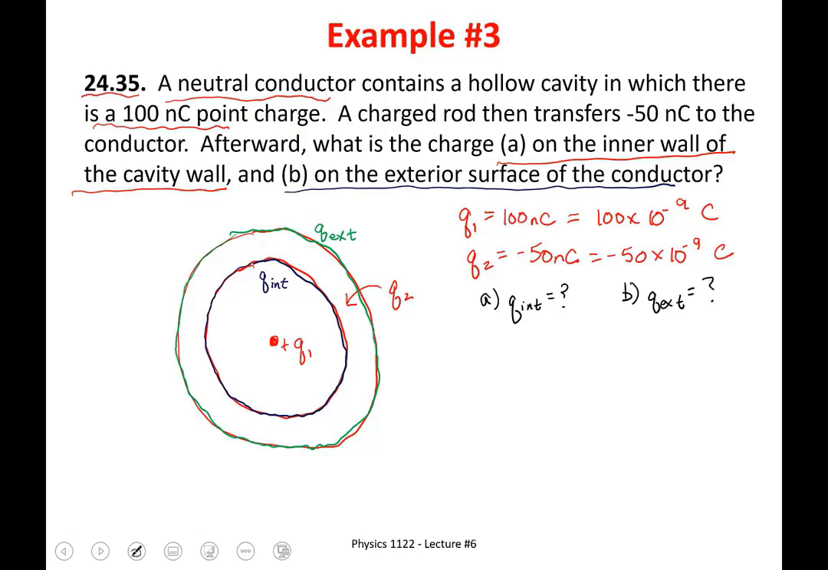And this surface here is meant to be the conductor. I've drawn it as a spherical shell. And then it has a hole cut out of it in the center, and that's where the charge plus Q1 resides as a positive charge.